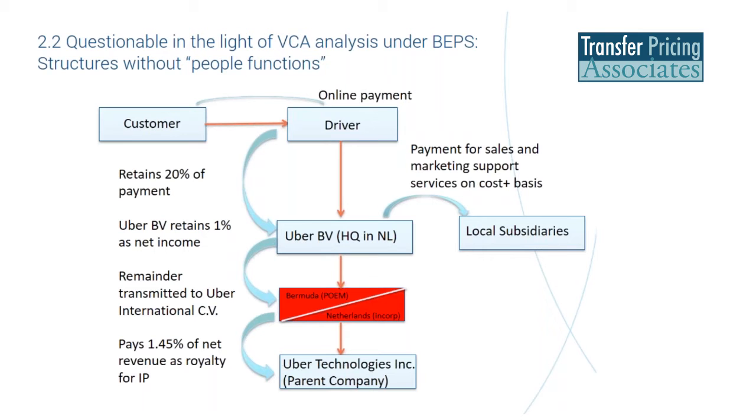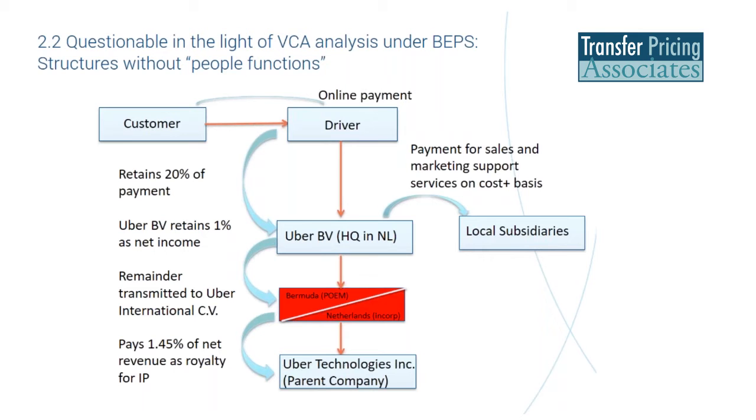1% of Uber's cut of fare is kept as income at the level of Uber BV in the Netherlands. There are local Uber subsidiaries in each of the countries where Uber operates that receive money from Uber BV to fund marketing and support services. After deduction of these costs and Uber BV's cut of the fare, the remainder is paid as a royalty to Uber International CV in Bermuda. Income landing here is not taxed by the Netherlands or the US, and 1.45% of net revenues is paid as royalty for IP, for intellectual property, to Uber Technologies Inc. in San Francisco, which is the parent company of the entire Uber group.